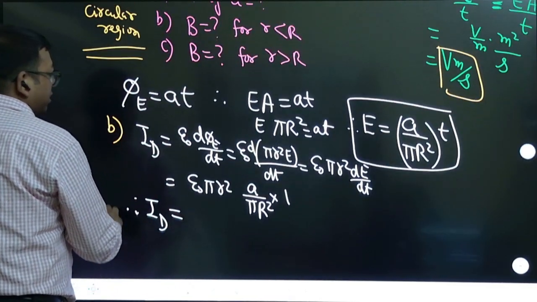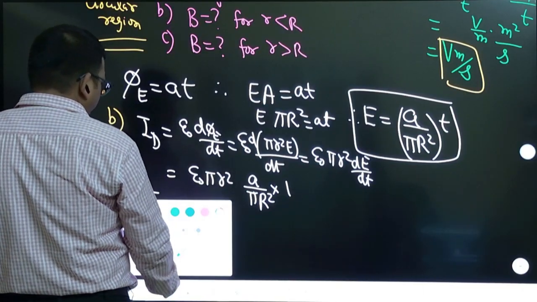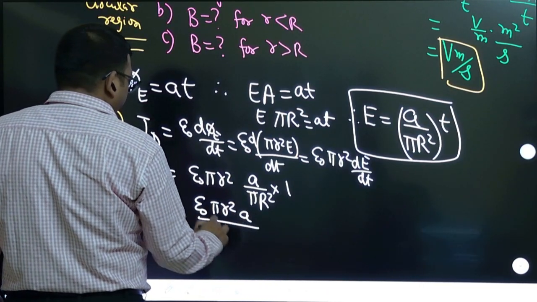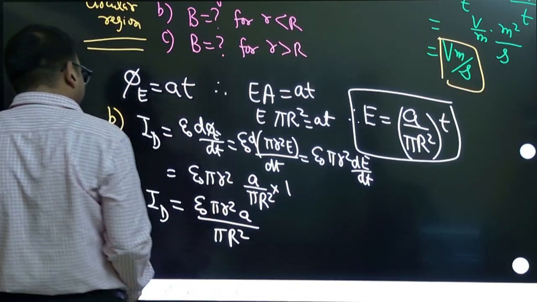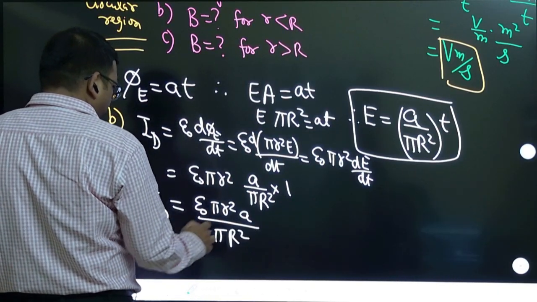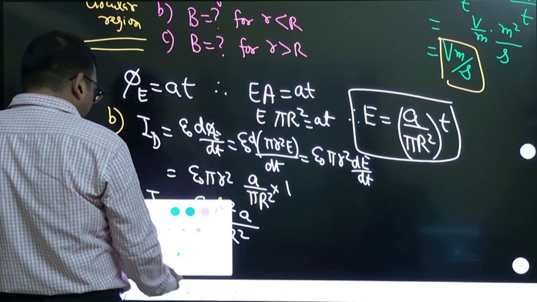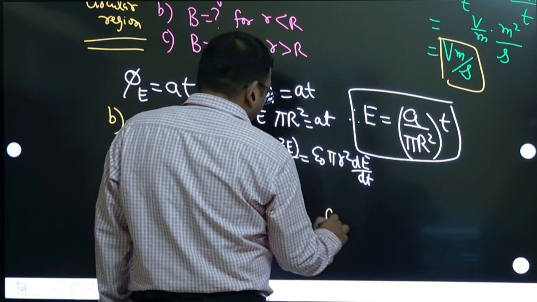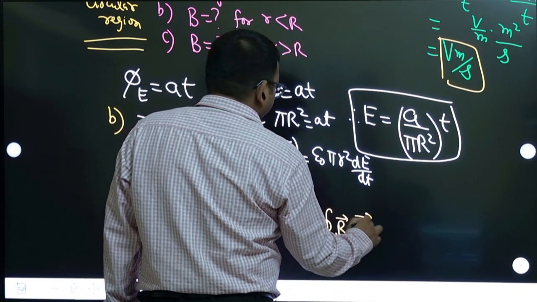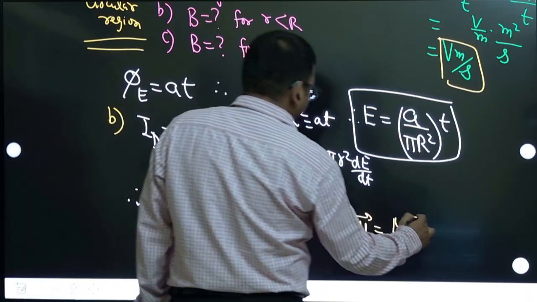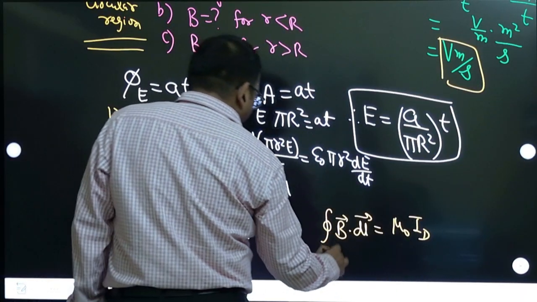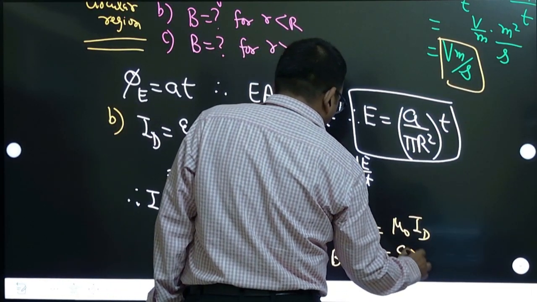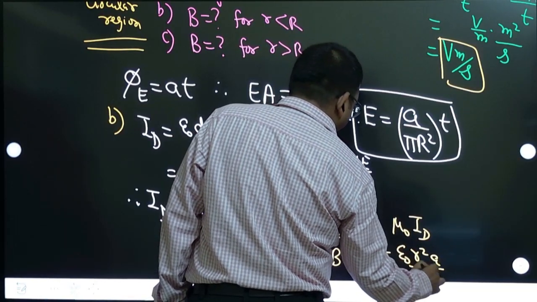What is the displacement current? We are calculating this displacement current first. Epsilon naught pi r square into A by pi capital R square. This pi can be cancelled out. Right, okay, we got it. Now you will apply Ampere's Circuital Law. Let us apply it now. So the integral of B dot dl is equal to mu naught into id. Now this becomes B into 2 pi r, and this becomes epsilon naught r square A by capital R square.